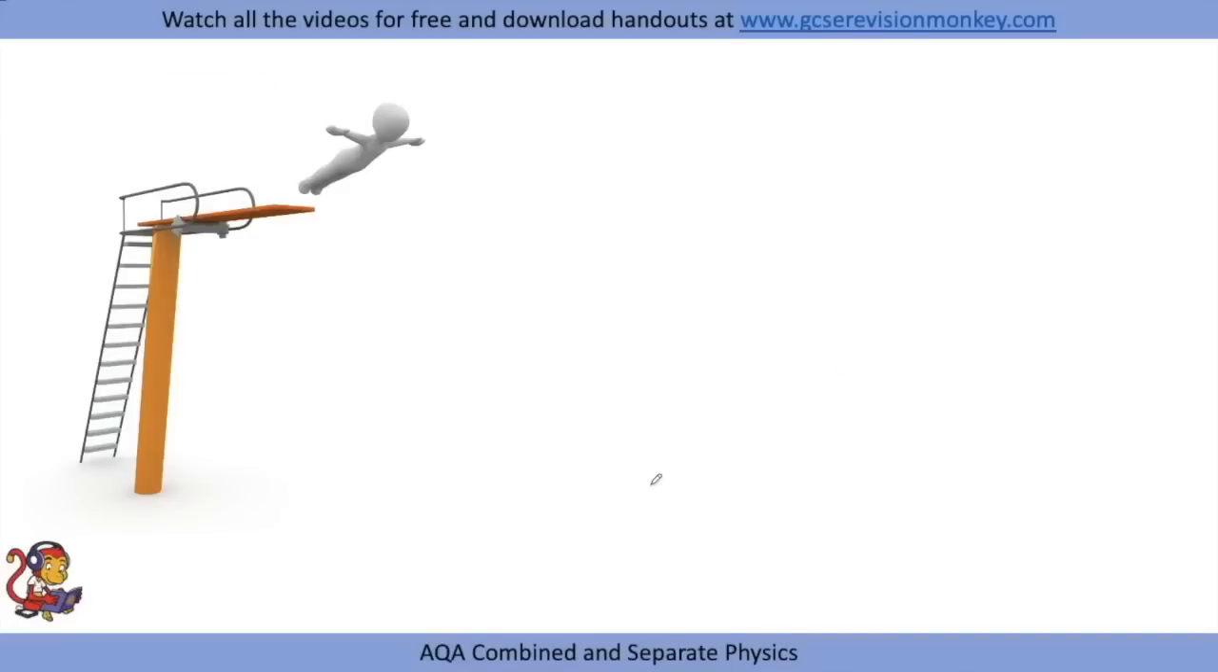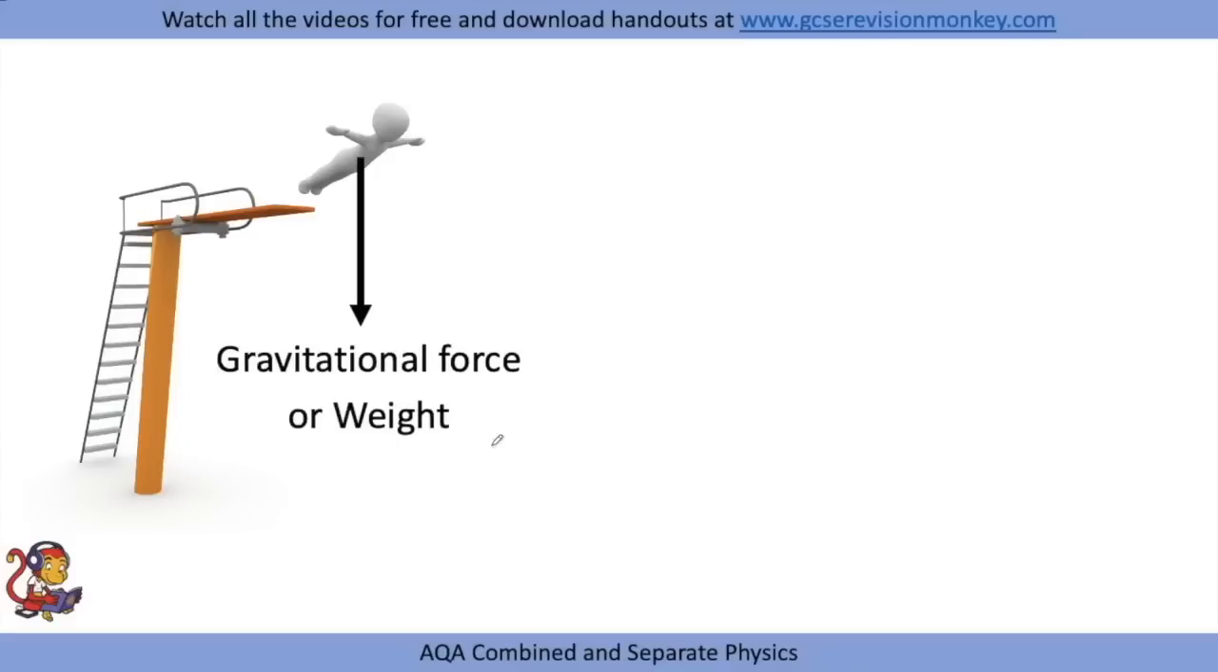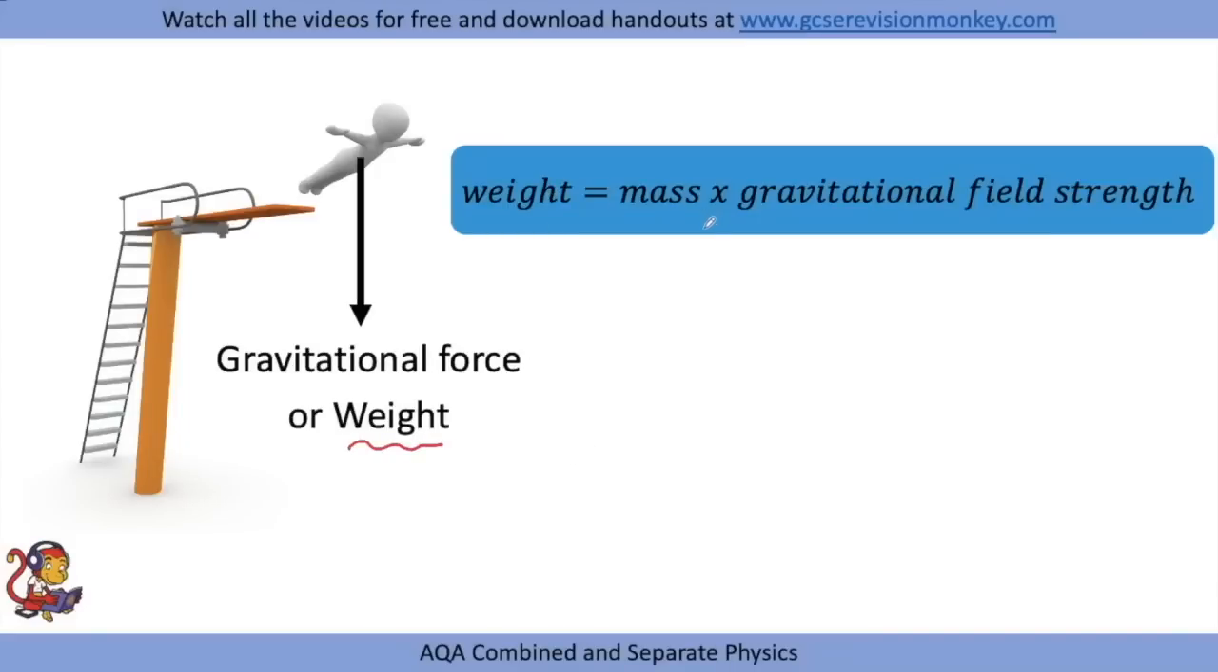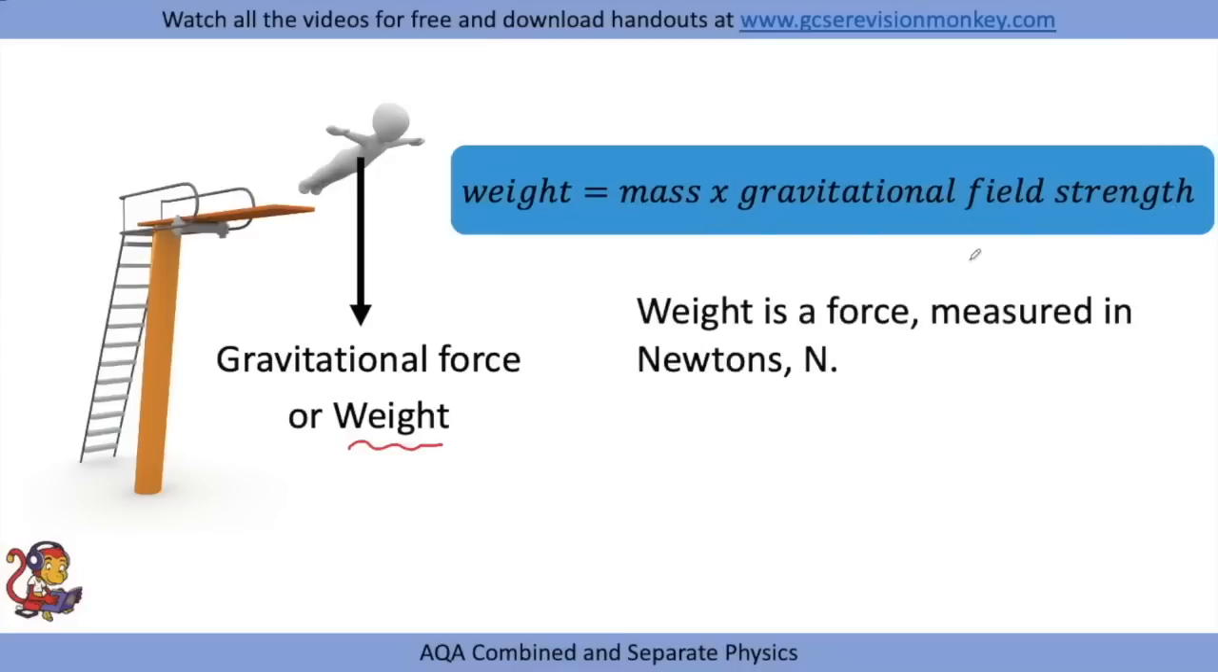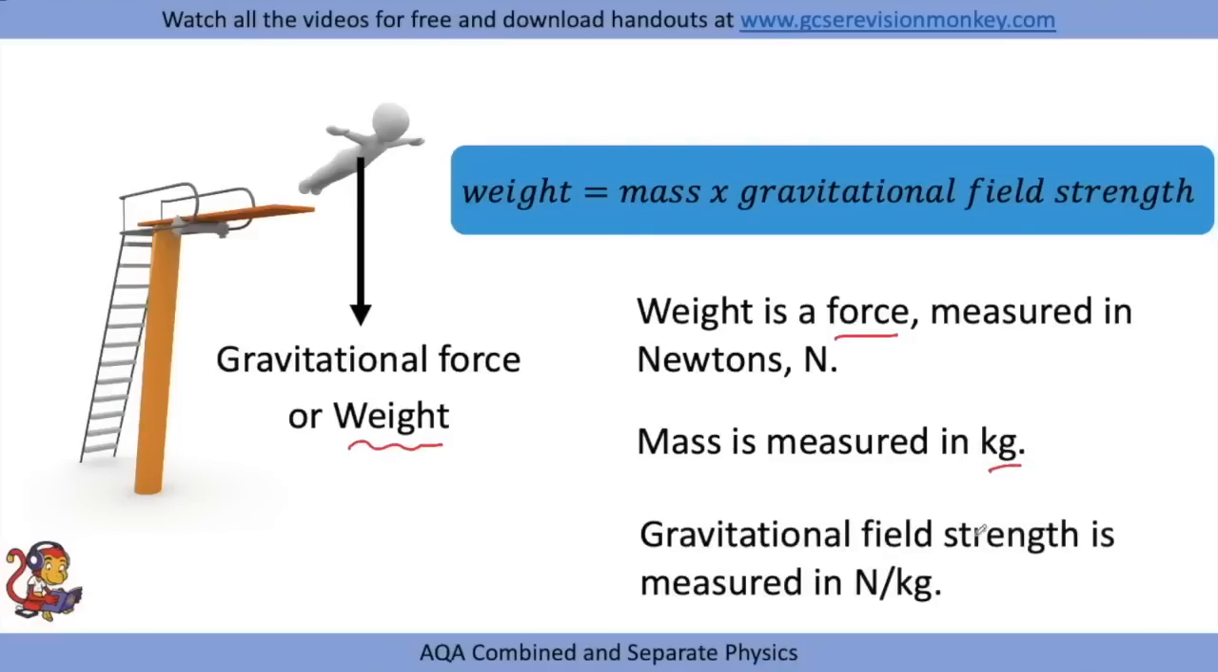We've got a diver diving off the diving board, and we've got a gravitational force pulling that diver down towards Earth, or we can actually call this weight, because weight is equal to mass multiplied by gravitational field strength. Weight is a force, and it's measured therefore in newtons. Mass is measured in kilograms, so if you ever see it in grams, you would have to convert it to kilograms by dividing by 1,000. And gravitational field strength is measured in newtons per kilogram.